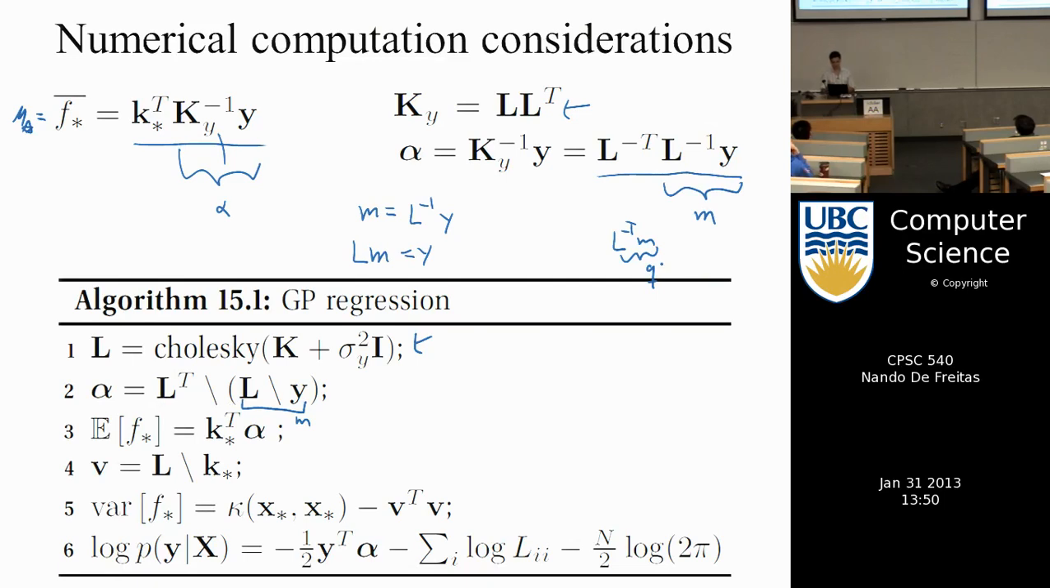Oh, in fact, that point is actually alpha. And then you solve that linear system of equations for alpha. So L transpose alpha is equal to m. And so that's how I'm computing this term alpha. Once I have alpha, I multiply it by k, and I get the expectation, which is just mu star. And the same trick is used for the variance. And that, in that many lines of code, is the code for doing Gaussian processes.